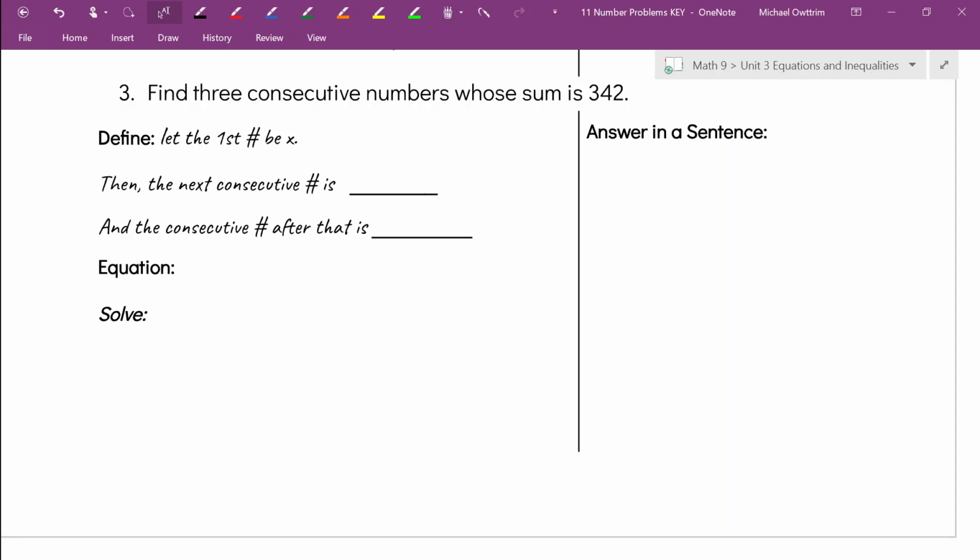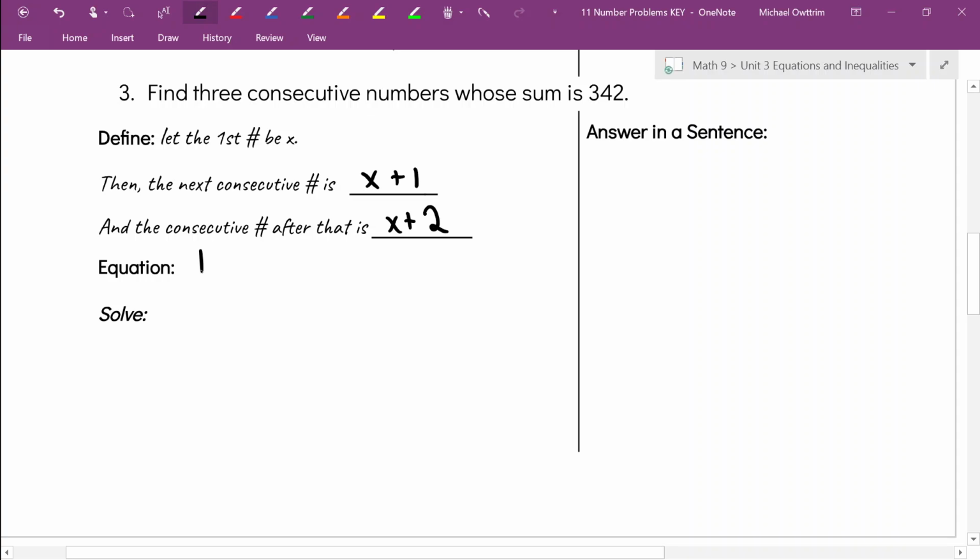So I've given you the start that we want to let our first number be x. So we want to think, what would be 1 after x? Well, that's going to be x plus 1. Now, a number after that would be 1 more than that. So that would be x plus 1 plus 1. But of course, we can combine that and just say our next consecutive number would be x plus 2.